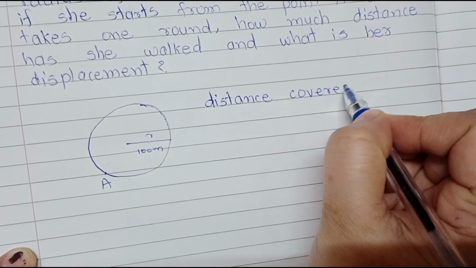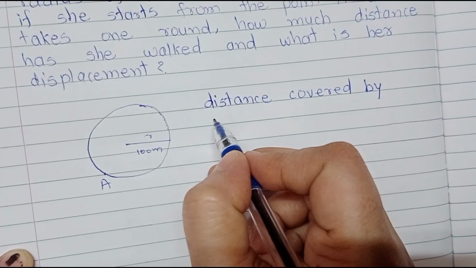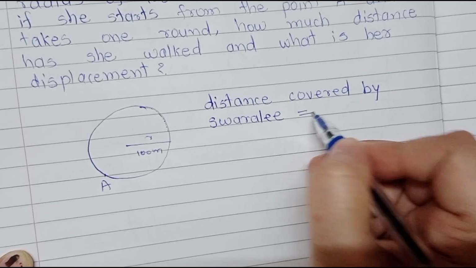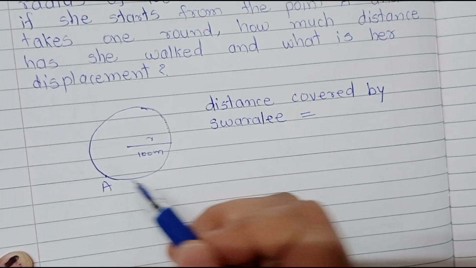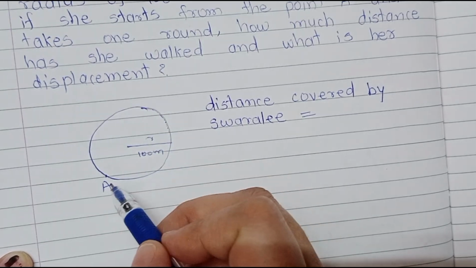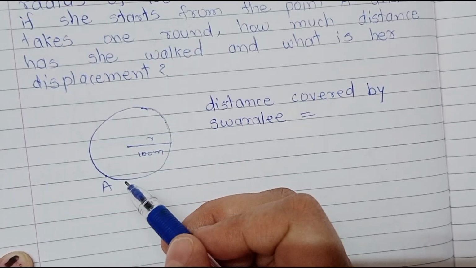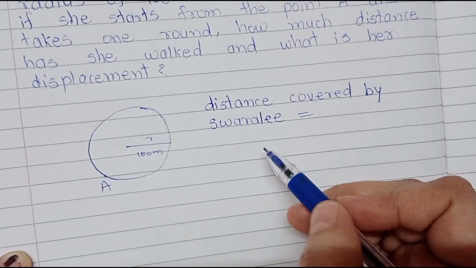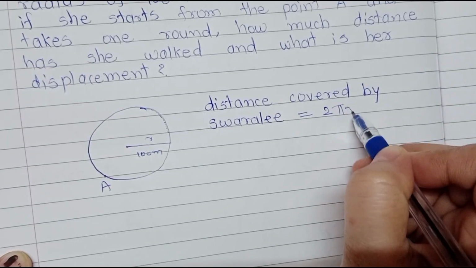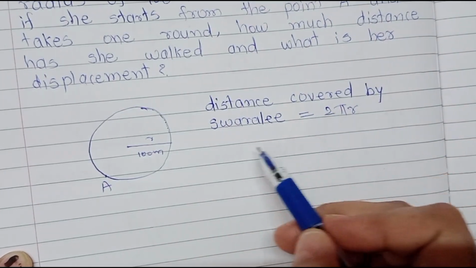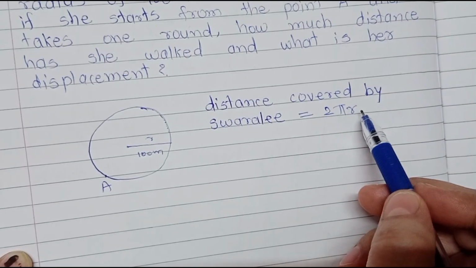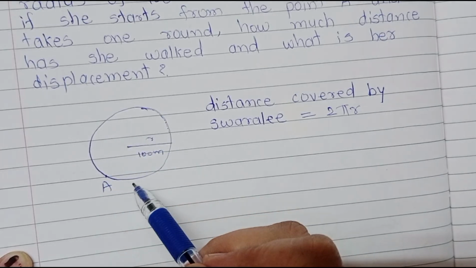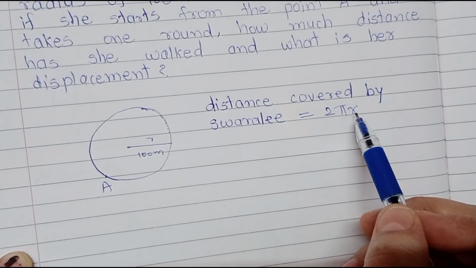Distance covered by Swarali equals a circular round of the field, which means what? The circumference of a circular field. What is the circumference formula? Circumference equals 2 pi r. So we take here 2 pi r. Distance covered by Swarali equals 2 pi r because Swarali travels in a circular path.